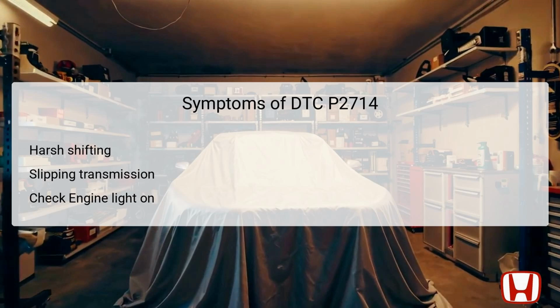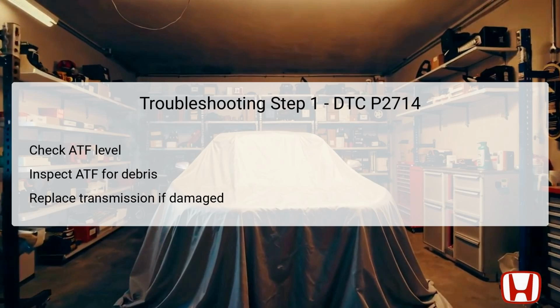dangerous driving experience. The check engine light often illuminates on the dashboard, providing a warning that there is a problem needing attention. Transmission performance can be significantly impacted, leading to potential safety concerns. It is crucial to address these symptoms promptly to avoid further transmission damage and ensure the vehicle remains in good working condition. The first step in troubleshooting DTC P2714 involves a thorough inspection of the automatic transmission fluid, ATF.